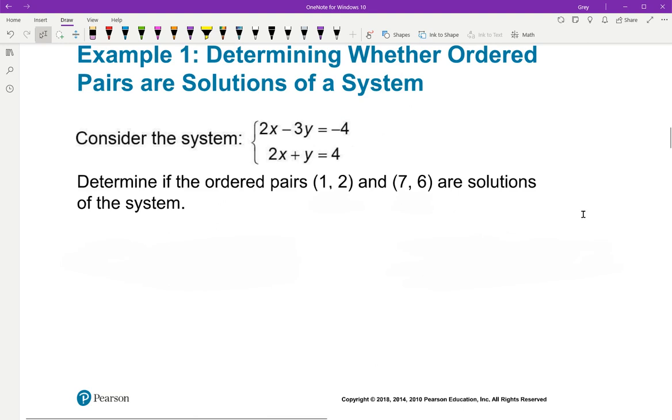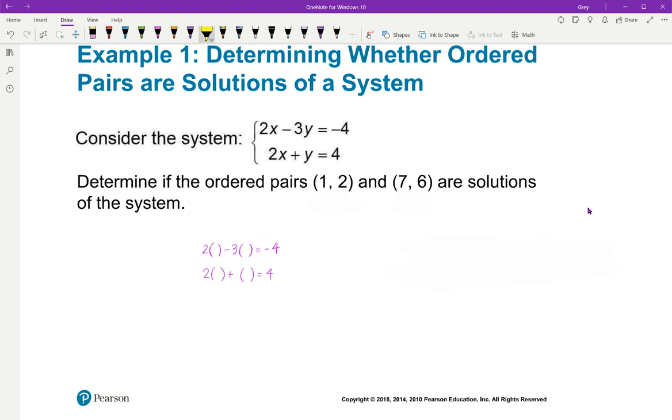So let's get started. I would encourage you to watch me do the example and then pause the video and copy it down. Might help it go faster, but make sure that you're following what's going on. So first and foremost, determine whether an ordered pair is a solution of a system. We just said, if it is, it has to satisfy both equations. So those are both of my equations.